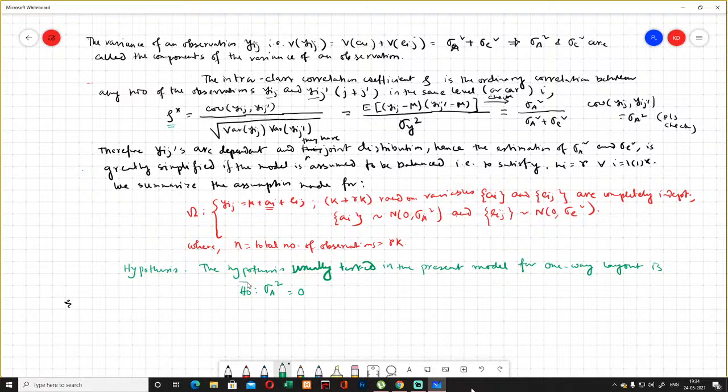So we set this hypothesis H naught colon sigma a square equal to 0. Obviously, the corresponding alternative hypothesis H1 is sigma a square not equal to 0. And this test means that it is the test whether all the labels in the population have the same true mean.